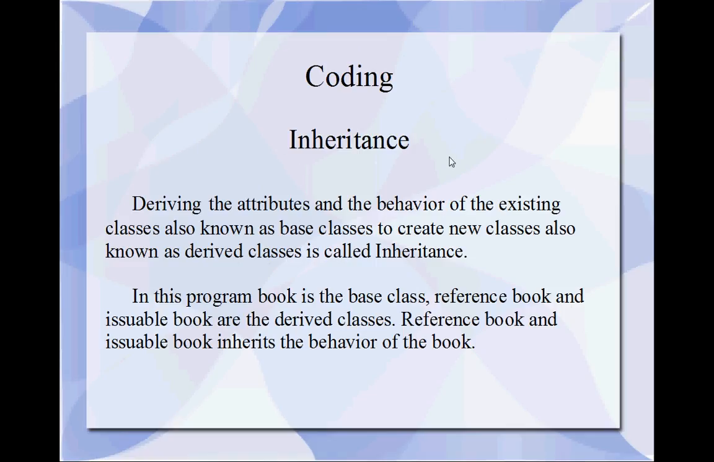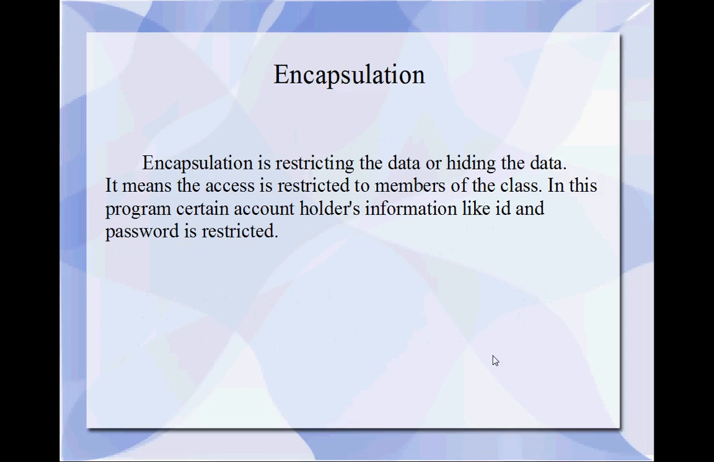Inheritance and encapsulation, two concepts of object-oriented programming, were implemented in this project. Deriving the attributes and the behavior of the existing classes, also known as base classes, to create new classes, also known as the derived classes, is called inheritance. In this program, book is the base class, reference book and issuable book are the derived classes. Reference book and issuable book inherit the behavior of the book.